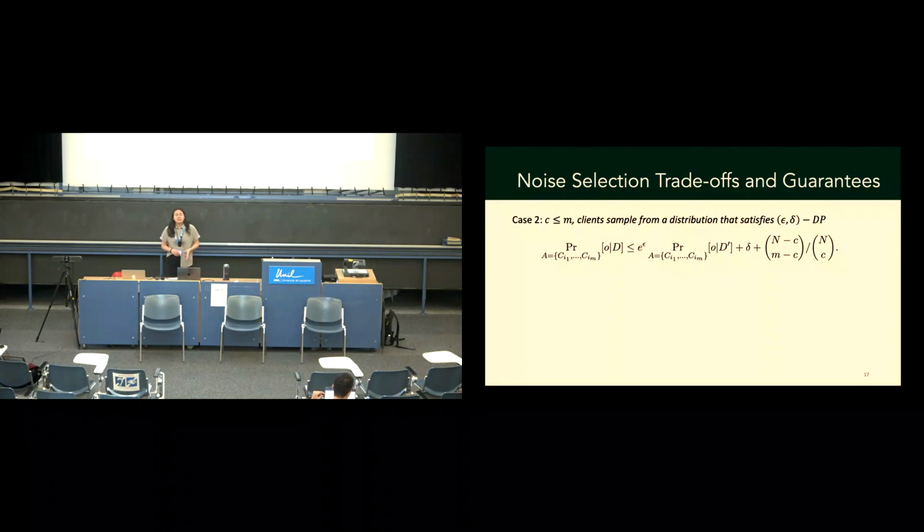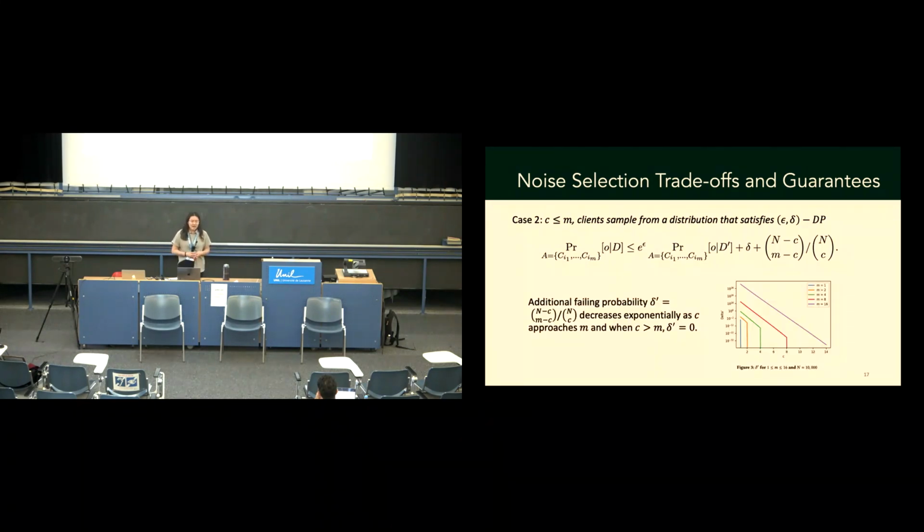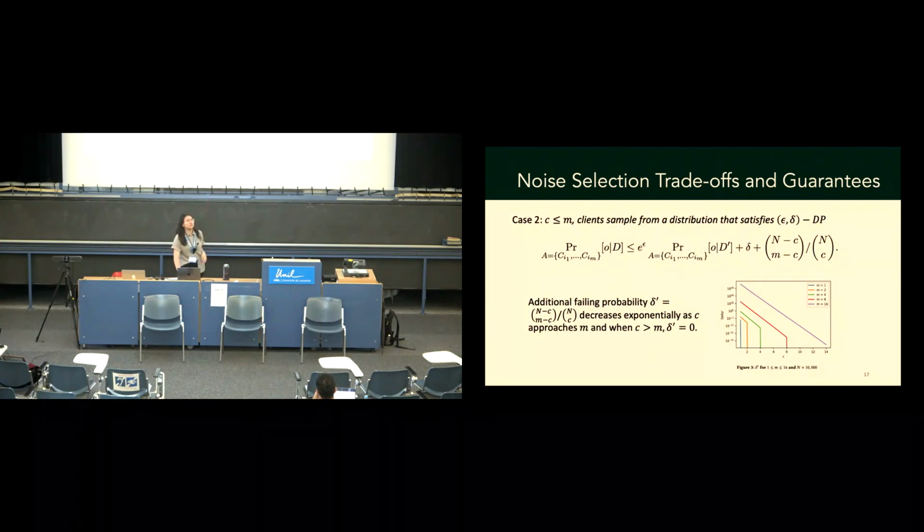So in general, we consider protocols that add C greater than 1 noise values. But in the case where C is less than or equal to M, the number of malicious clients, we end up with this extra failing probability here at the end, which essentially captures the probability that you only end up selecting noise values from malicious clients. And this additional failing probability delta decreases exponentially as C approaches M, and when C is greater than M, it's equal to 0. So that's just visualized in this graph here.